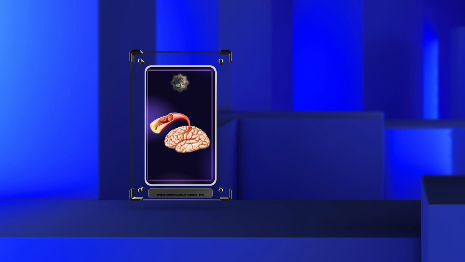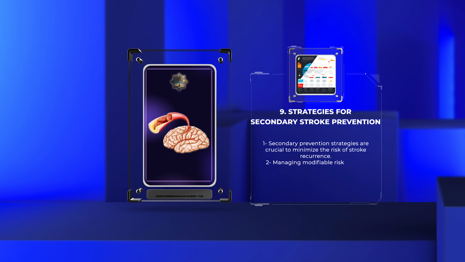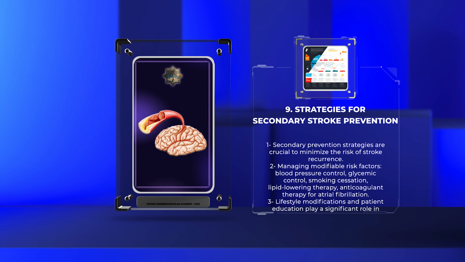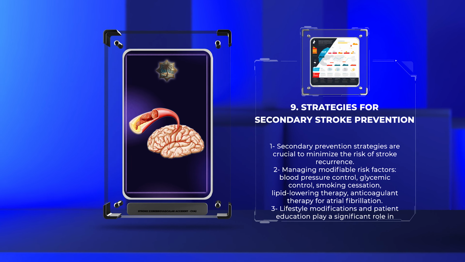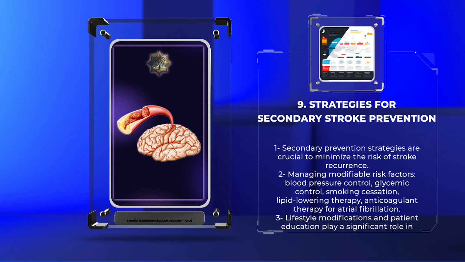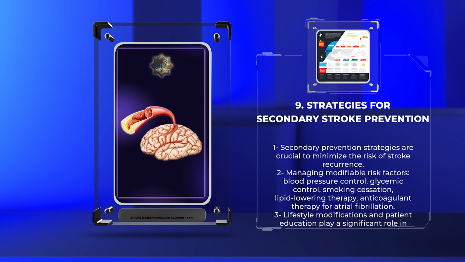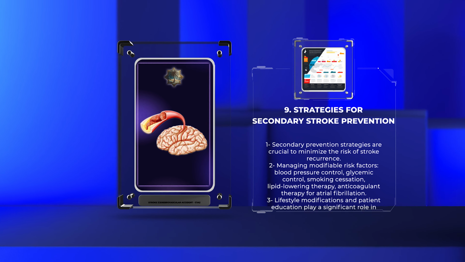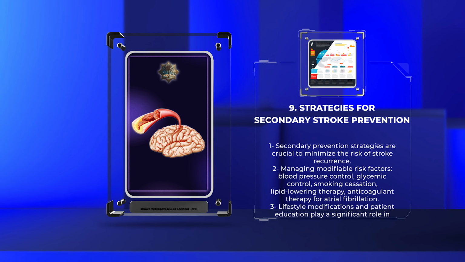After an initial stroke, implementing strategies for secondary prevention becomes crucial to minimize the risk of recurrence. These strategies include managing modifiable risk factors, such as blood pressure control, glycemic control, smoking cessation, lipid-lowering therapy, and anticoagulant therapy for atrial fibrillation. Lifestyle modifications and patient education also play a significant role in preventing subsequent strokes.